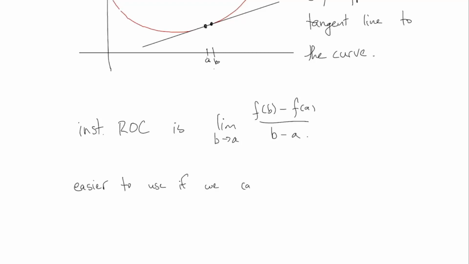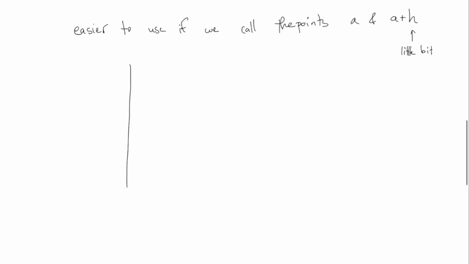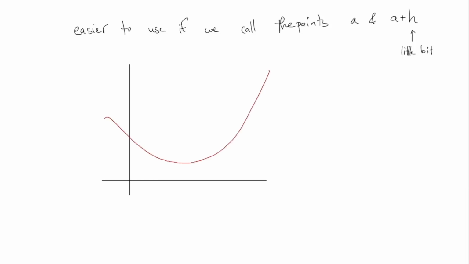If we call the points, instead of B and A, A and A plus H, where you imagine H is like a little bit, I'll just draw the picture one more time using A and A plus H. This is how we are typically going to write this formula. A and A plus H, where H is some little bitty bit which separates these two points.